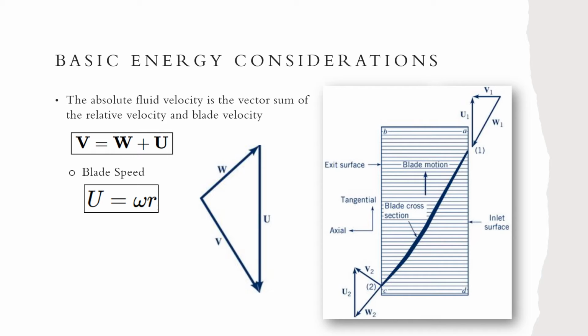Because the tangential force and the blade motion are in the same direction, the blade does work on the fluid, and this device is a pump. Conversely, when the tangential force and blade motion are not in the same direction, the fluid does work on the blade, and that device would be considered a turbine.